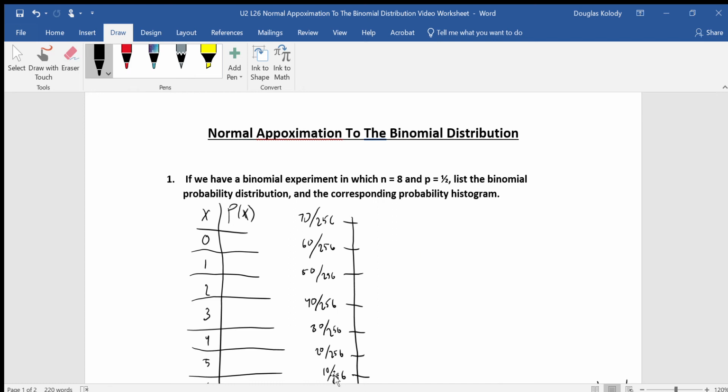Ladies and gentlemen, the last lecture of Unit 2. Here we go. The normal approximation to the binomial distribution.